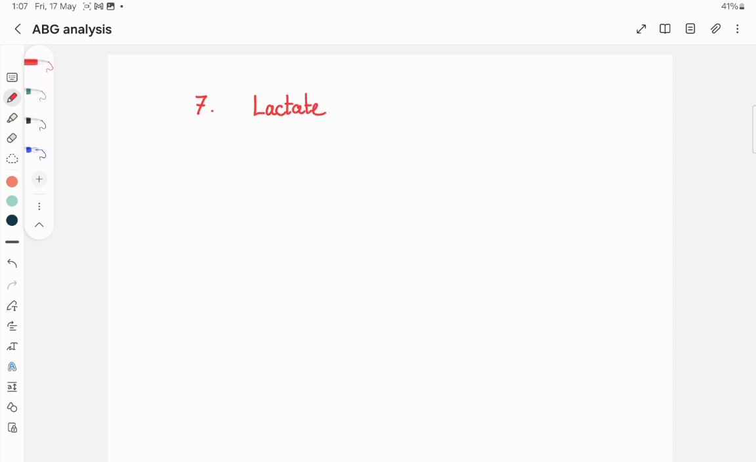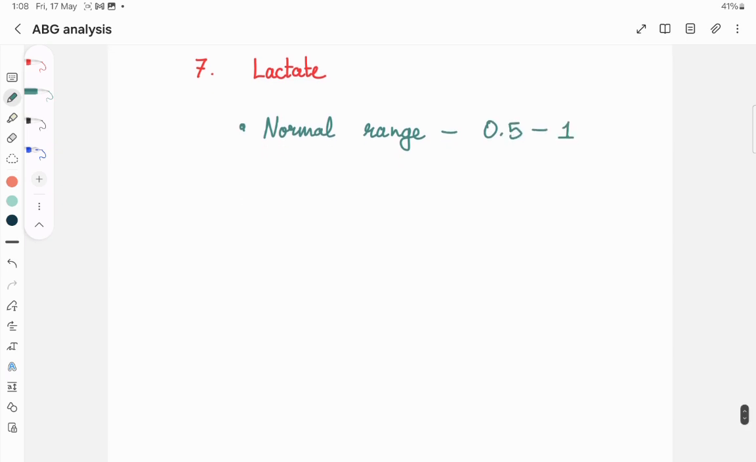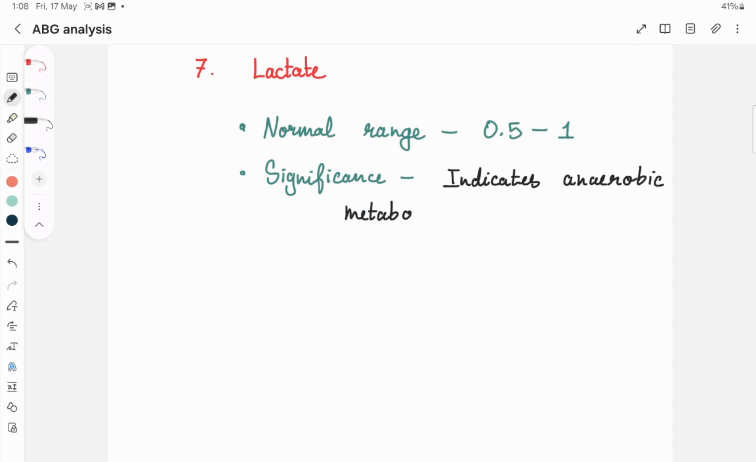The next component is lactate. It's a very important one. So what is the normal range of lactate in ABG analysis? The normal range of lactate is 0.5 to 1. And what is the significance of lactate? It indicates anaerobic metabolism.